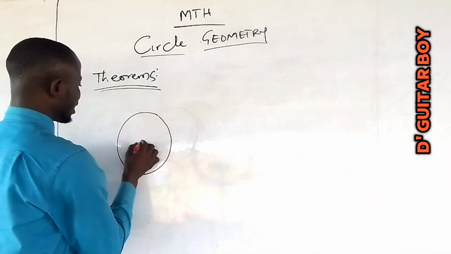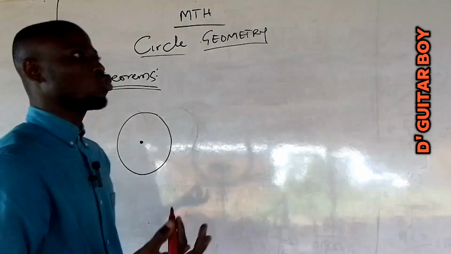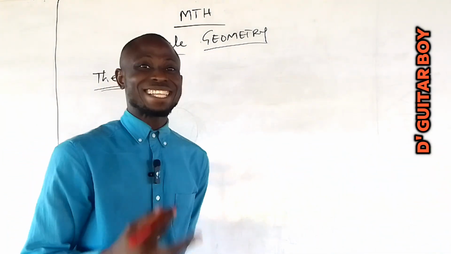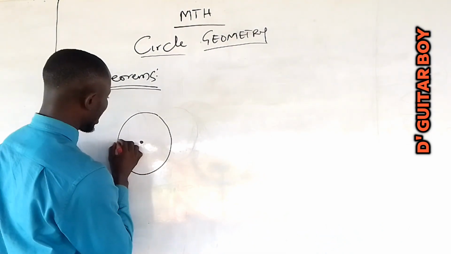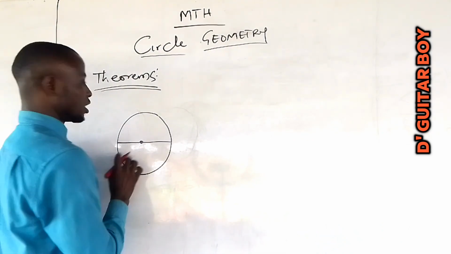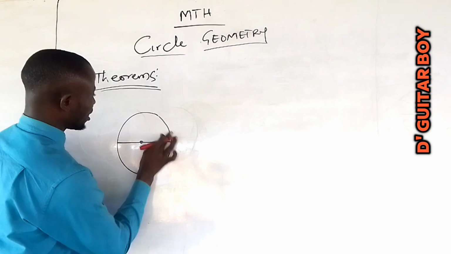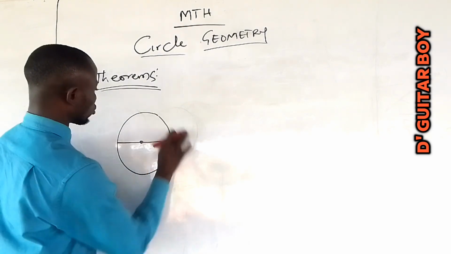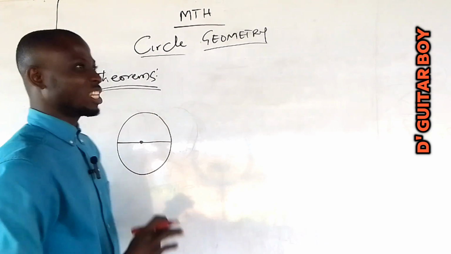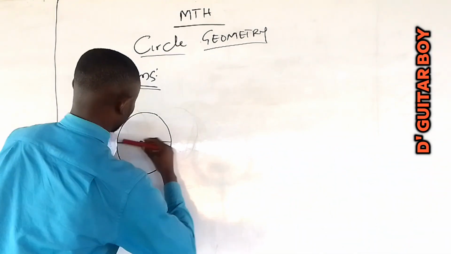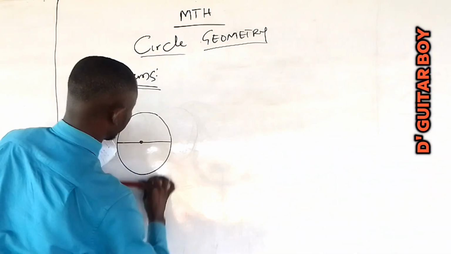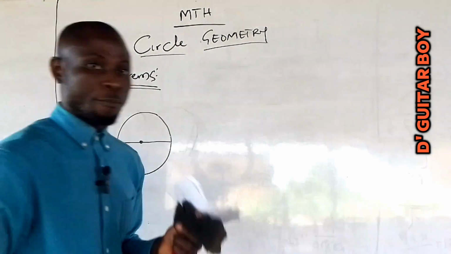Now, let's say this is the center, we usually use O to represent the center. Let's say this is the center, and you draw a line from here. This side will be a semicircle. If I clean this place out, you will now have half of the circle. We call it a semicircle. So this place down is a semicircle, and this place up is a semicircle.